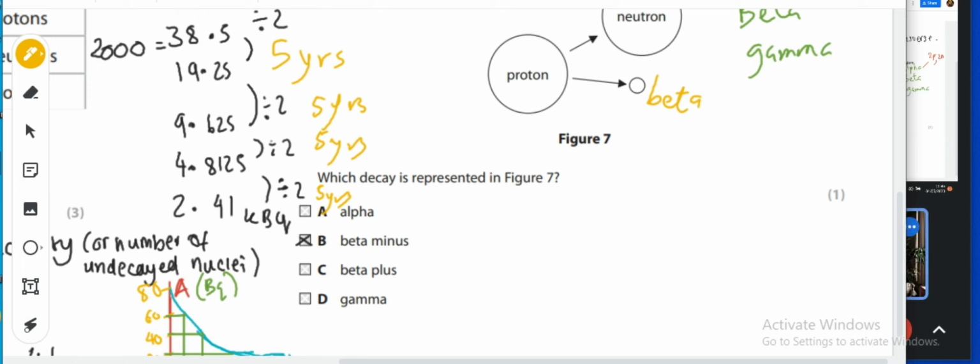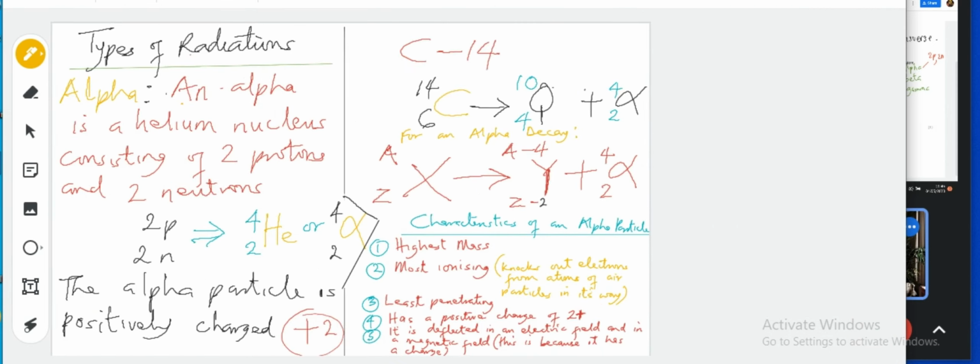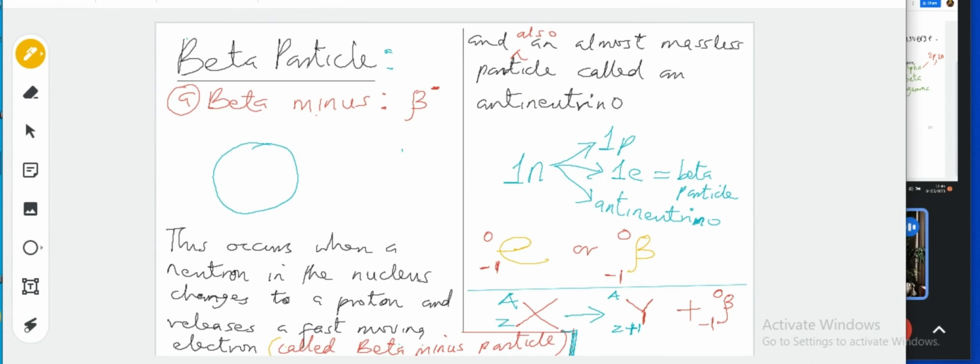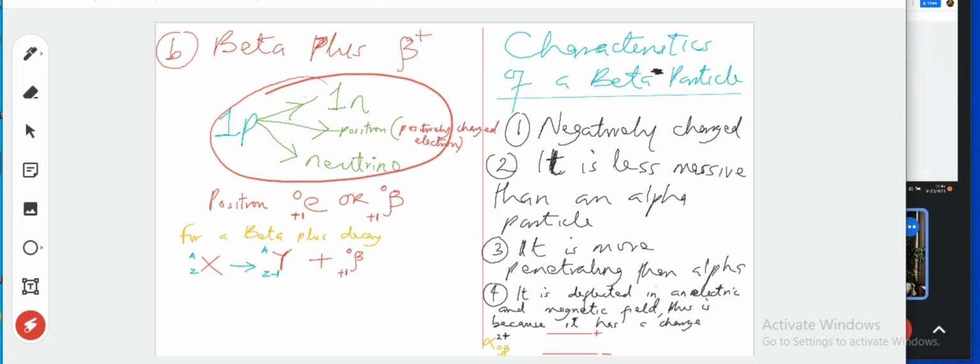It is a beta. Remember, this is actually a beta minus, by the way. A beta plus. If it is a beta plus, let me draw your attention to it so that you see it. See what I said about beta plus. Go to page 11. Are you on page 11? Yes.